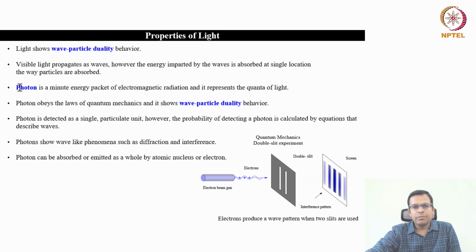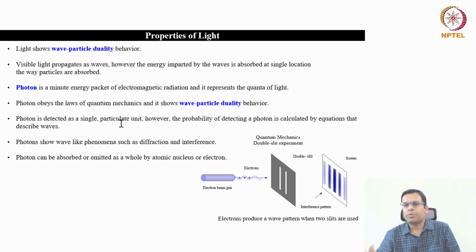Let me introduce one new term known as photon. A photon is a minute energy packet of electromagnetic radiation, and it represents the quanta of light. The photon obeys the laws of quantum mechanics and shows wave-particle duality behavior. A photon is detected as a single particulate unit. However, the probability of detecting a photon is calculated by equations that describe waves. So the photon also has this wave-particle duality behavior.